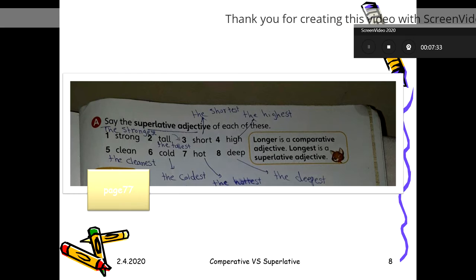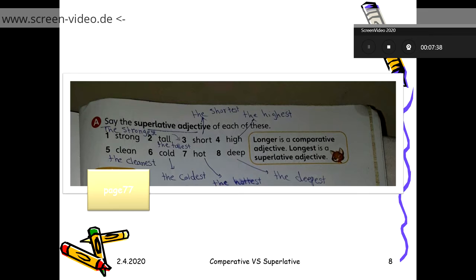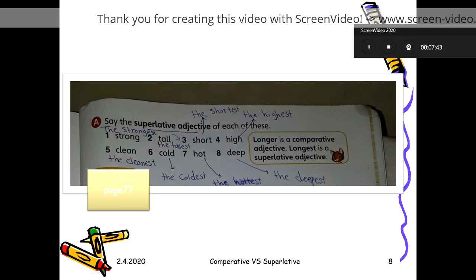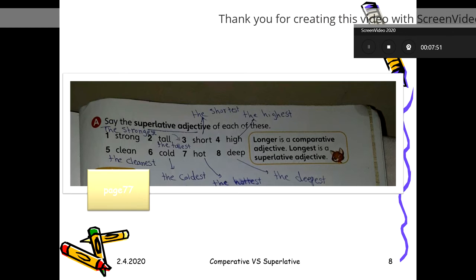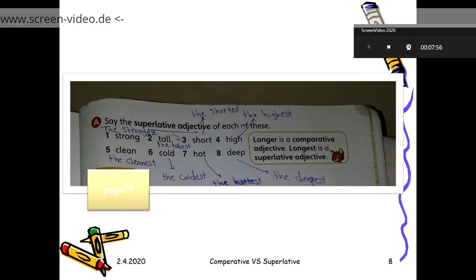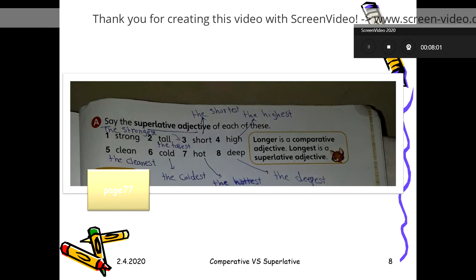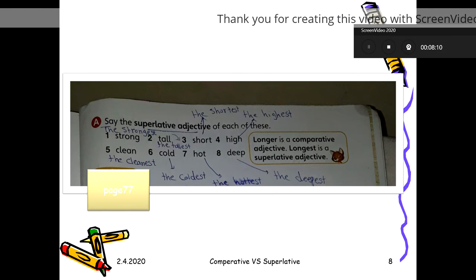Clean, the cleanest. You'll tell me, teacher, but there is one consonant, one vowel. No, we don't have only one vowel. Before the N, we have two vowels. So we will not double. Cold, the coldest. It ends with two consonants. Hot, oh, one what? One vowel, one consonant. Short adjective, so we'll do what? We'll double. Deep, oh, one consonant, but before it, don't forget, two vowels. No, we said we only double when it's short and has one vowel, one consonant. So it will be the deepest without doubling.